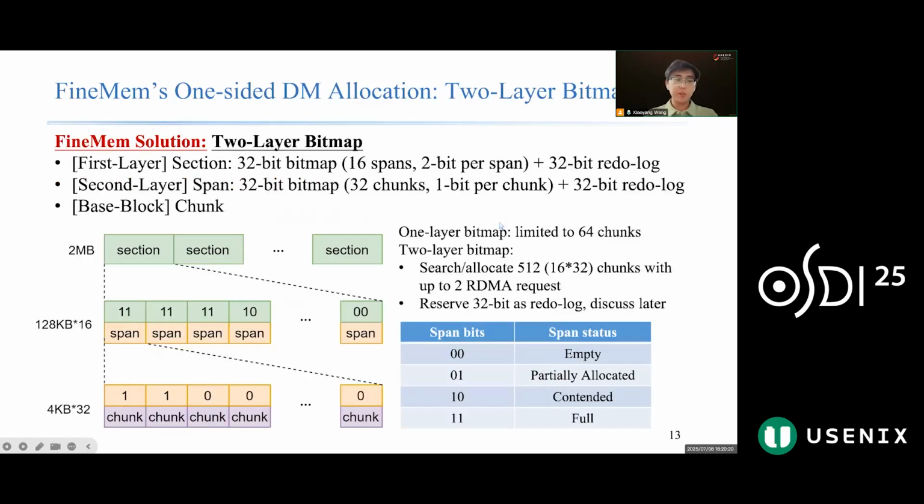So to accelerate large size allocations and to reduce RDMA round trips, FineMem employs a two-layer bitmap structure. For large size allocation, it directly searches the first layer bitmap, and for small size allocations, it searches the first layer bitmap to locate suitable second layer chunk groups, and then retrieves the second layer bitmap to allocate free chunks for small size allocations.